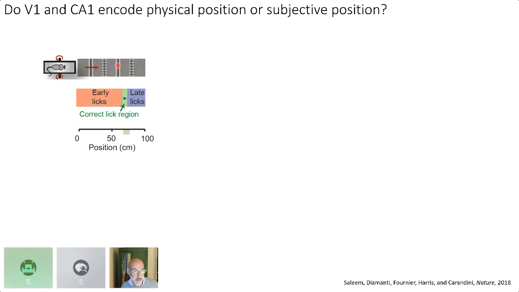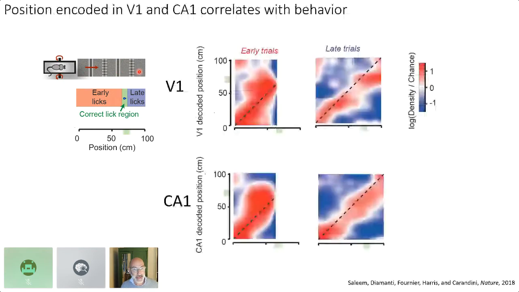And if you've licked in the correct zone, it's fine, we will allow you to keep on licking later. So we can now define early licks and late licks. And we can ask what happened in CA1 and V1 when the mouse licked too early or too late. Are the signals consistent with CA1 and V1 telling the mouse, hey, you're already at the place where you should lick, go ahead and lick, even when the mouse is not there? And that's exactly what happens.